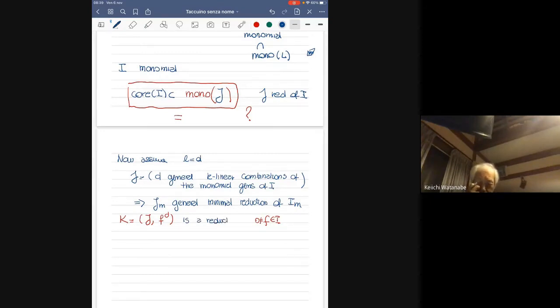Not only a reduction, but also with the property that locally it is indeed a general minimal reduction of I, by Briançon-Skoda, because this F to the D is contained in every reduction. So this K is called from now on a general reduction. And when we say that we have a general reduction of I, we always mean an ideal like this, J comma F to the D, always.